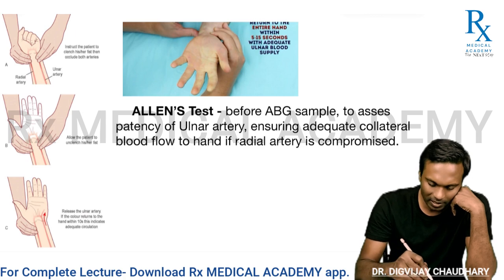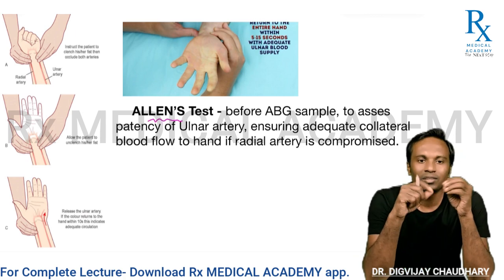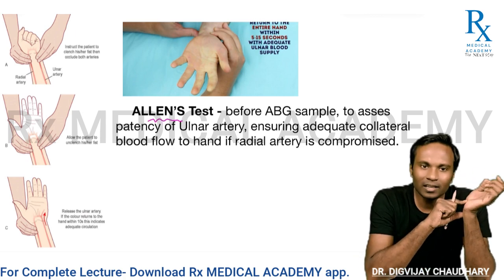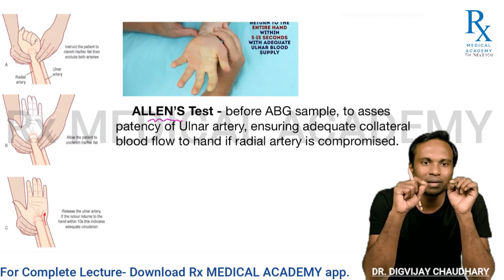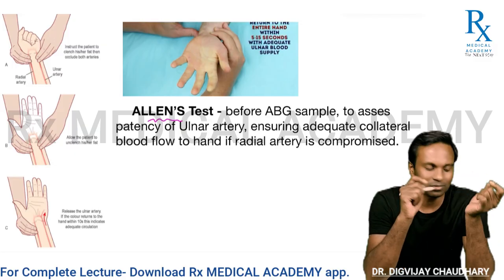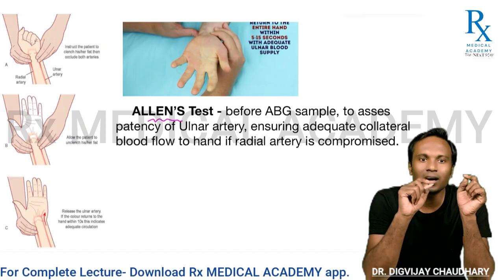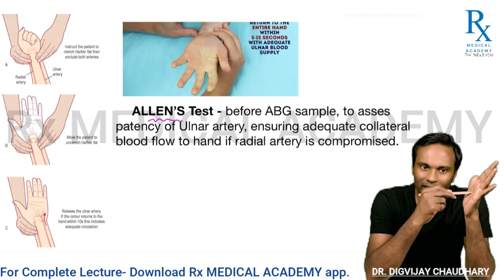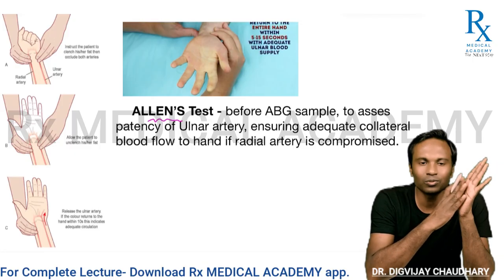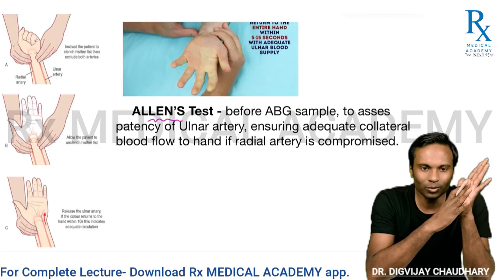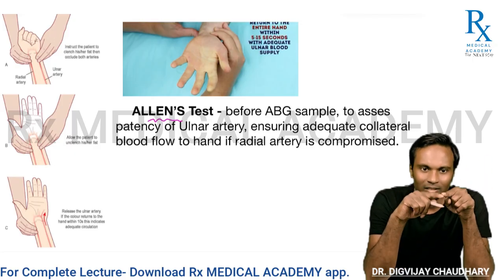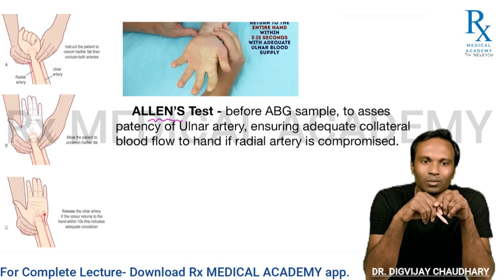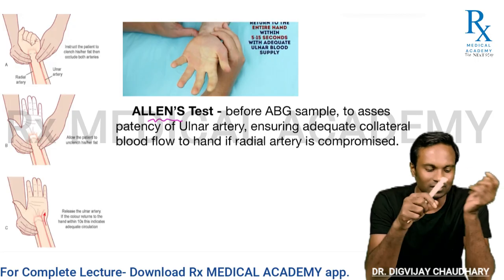Before proceeding ahead, let's talk about Allen's test. If you are taking a blood sample from the radial artery, then Allen's test is mandatory. Because sometimes when you prick the radial artery, the artery might go into spasm. And if the ulnar arch is not patent, then the palm can go into ischemia or gangrene. So Allen's test has to be done if you are supposed to take an ABG sample from the radial artery. Let me explain this test.